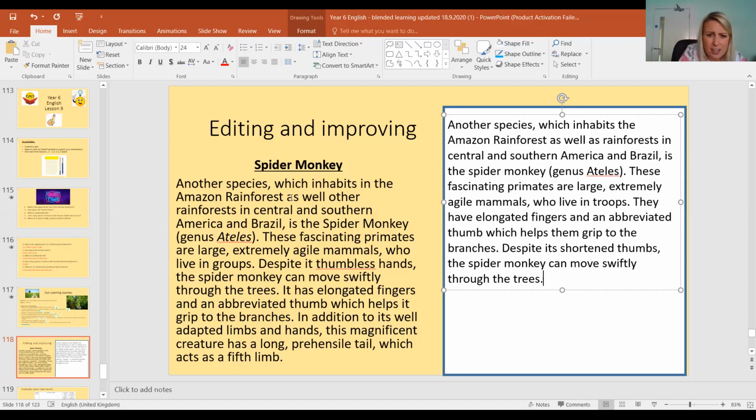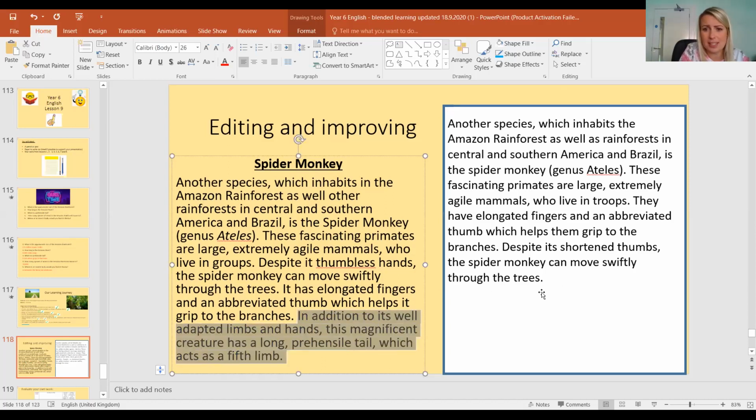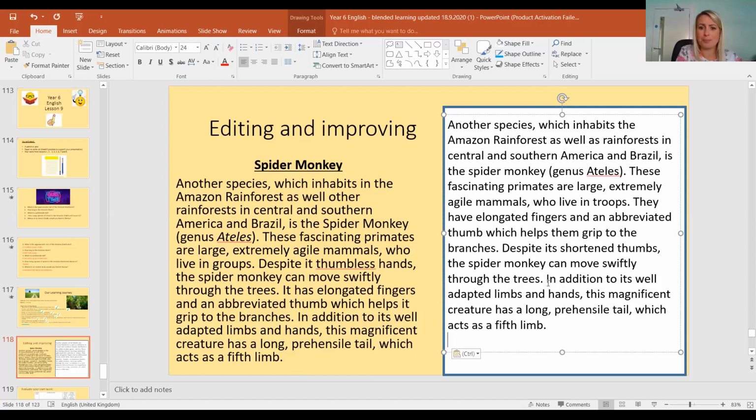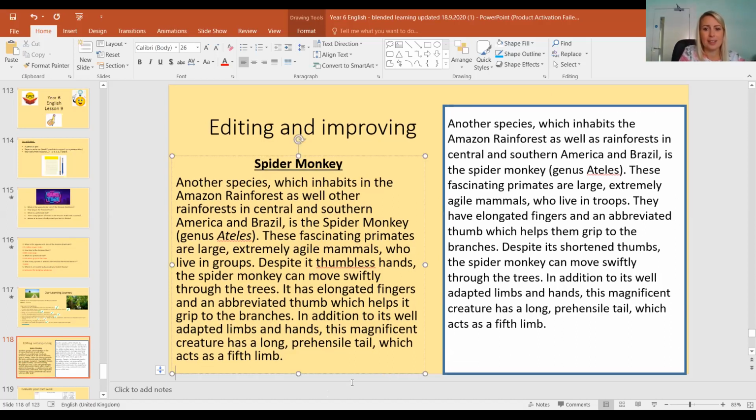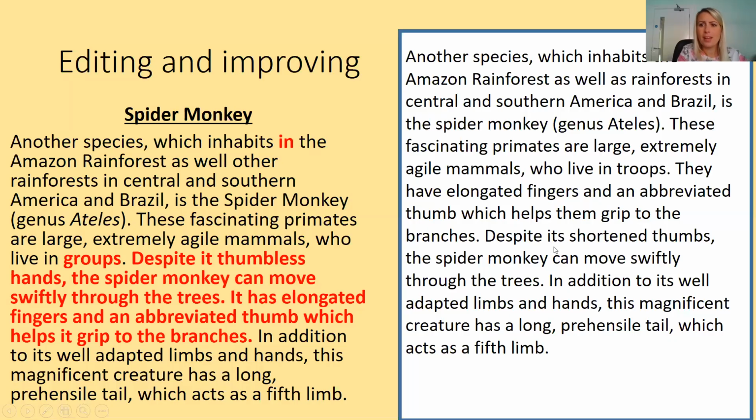Great. And then I think I can use my last sentence as is. In addition to its well-adapted limbs and hands, this magnificent creature has a long prehensile tail which acts as a fifth limb. I'm going to use that part because that sentence still works really well there. So you can see now, I've put in red in my original text the parts that I've edited and improved. Now I've got my improved version of this section of my text on the right-hand side.